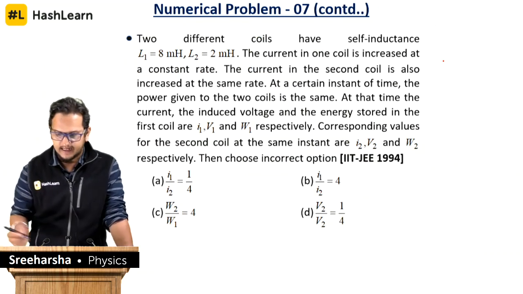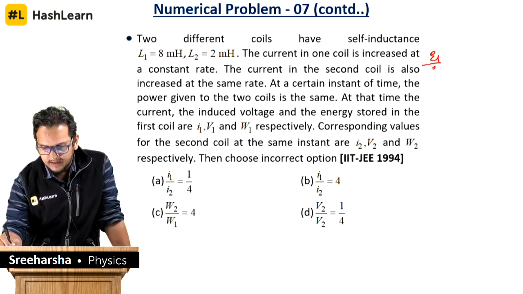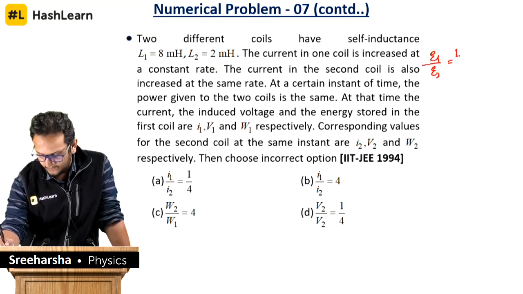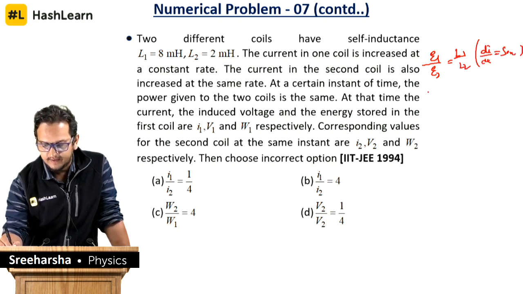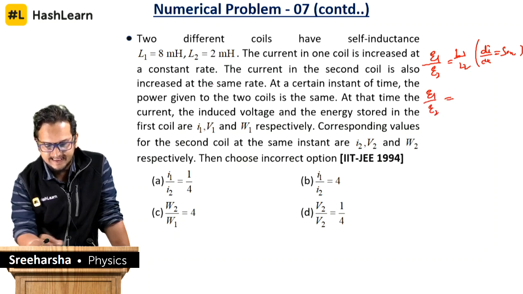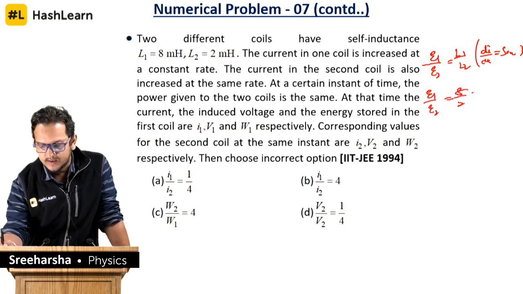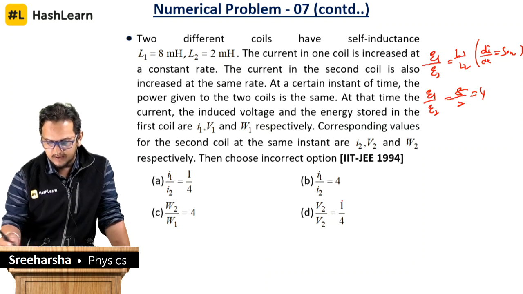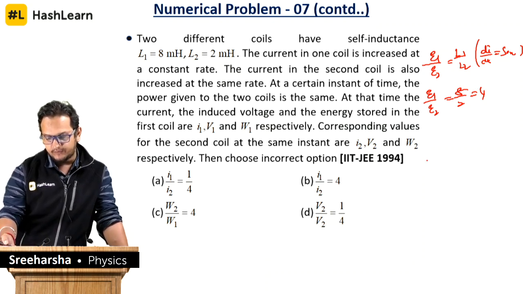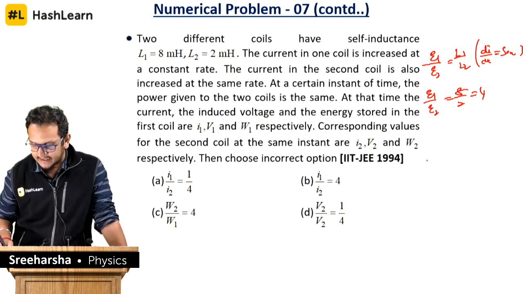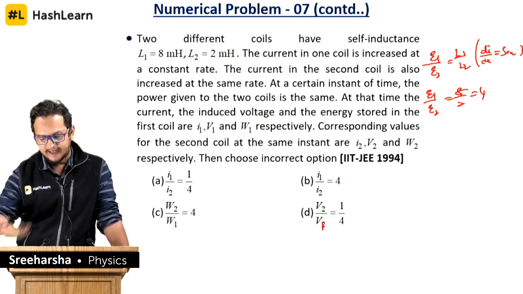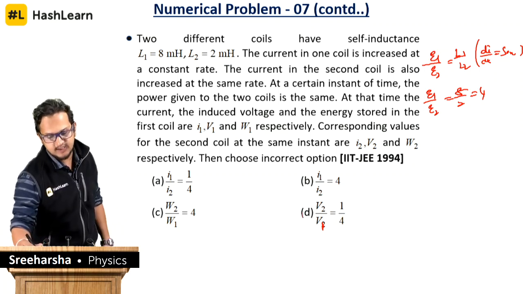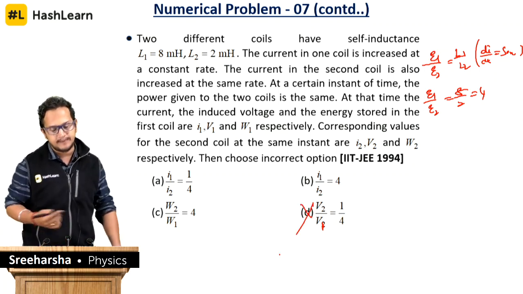So with this, students, the first one is E1 by E2 is equal to L1 by L2 because di by dt is the same. So you will have E1 by E2 is equal to 8 by 2, which is equal to 4. So V2 by V1 will be equal to 1 by 4. Sorry, the correct answer is V1 by V2 is equal to 4. So this is the correct answer, and the other option cannot be taken.